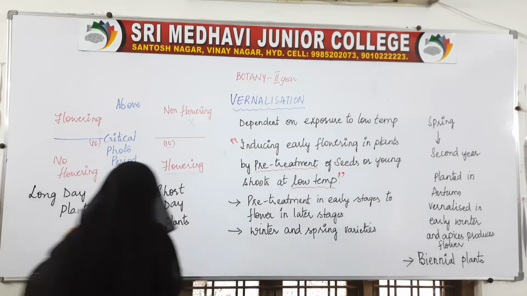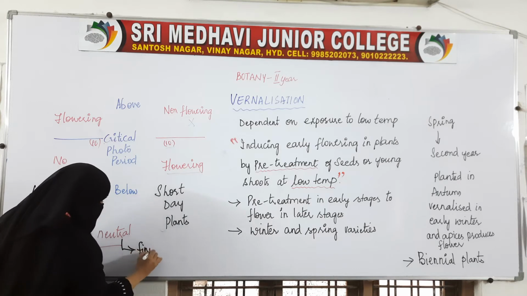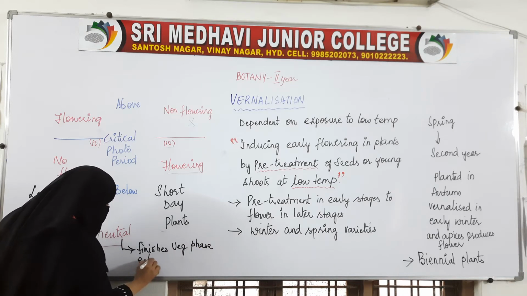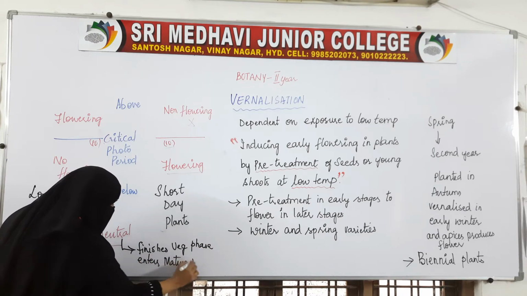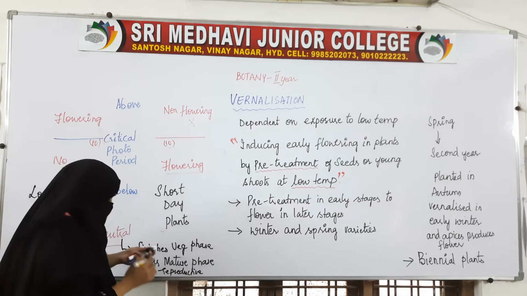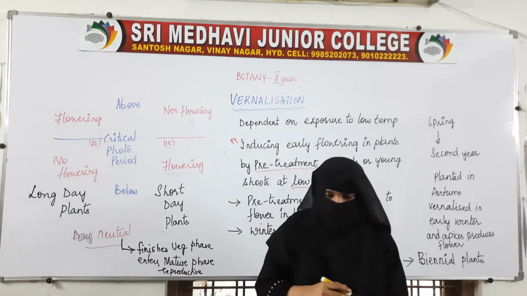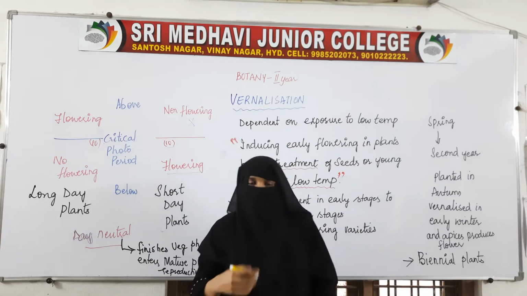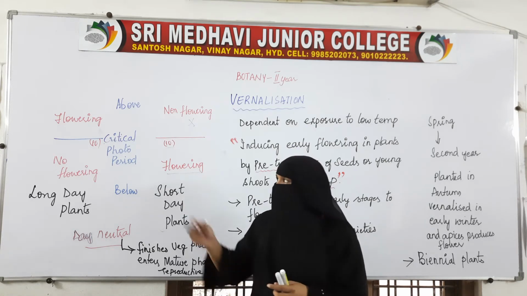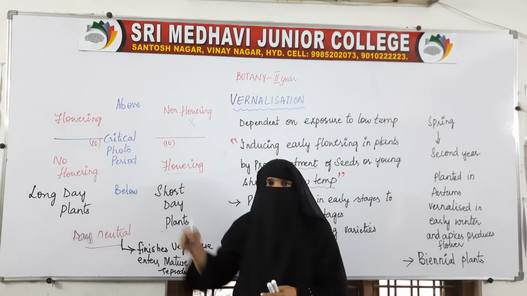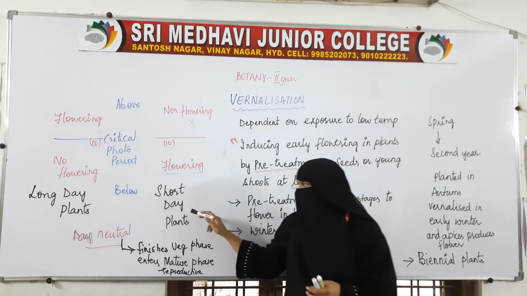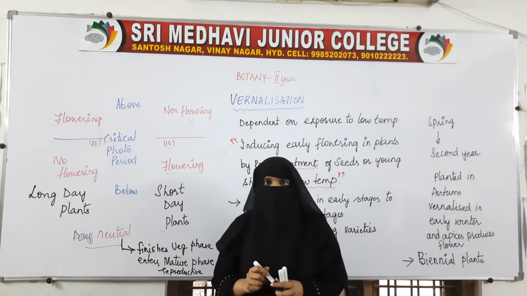They will flower once they finish the vegetative phase or once they enter the mature, reproductive phase. Once they enter the reproductive phase, they will show flowering irrespective of the time for which the plants are exposed to light. So plants are categorized into 3 types based on the duration of light exposure: long day plants, short day plants and day neutral plants.